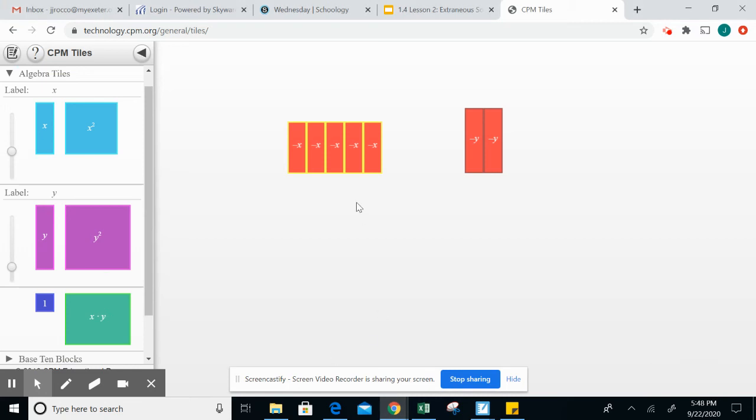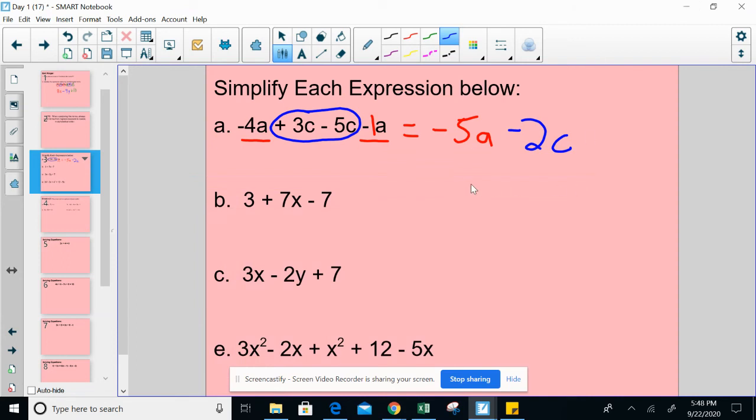So if you want to use the algebra tiles to help you out now, it's probably going to be easier with x's and y's rather than a's and c's, but you can certainly convert them and do it that way. But that's what we got with the algebra tiles. All right, next one.